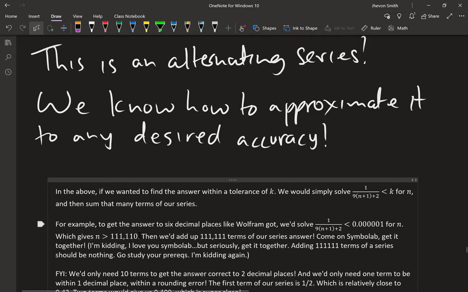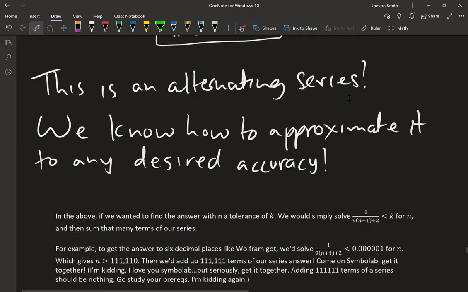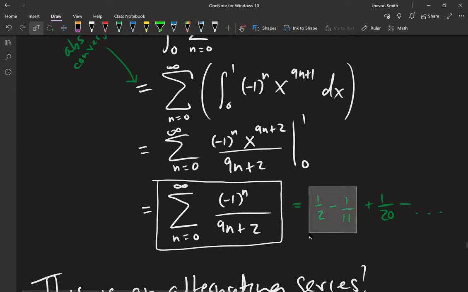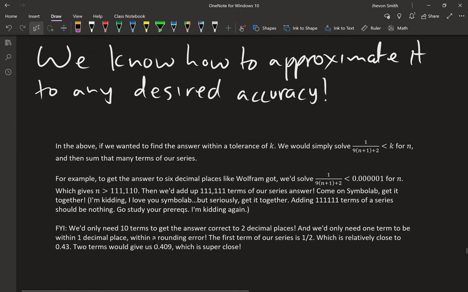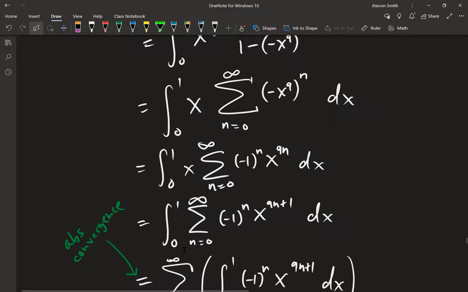So, I also got curious, okay, what if I didn't need 6 decimal places of accuracy? What if I wanted to lower my standards? It turns out I only need 10 terms to get a 2 decimal place accurate number, right? In fact, if I only use 2 terms, I would get the answer within 1 decimal place. Here, if I add 2 terms, I would get 0.409. The actual answer is 0.439, right?